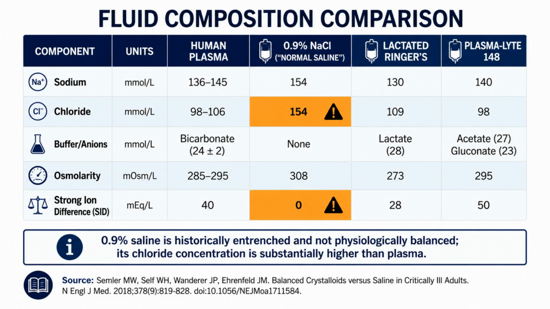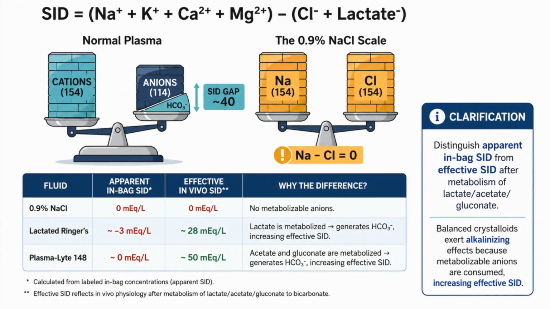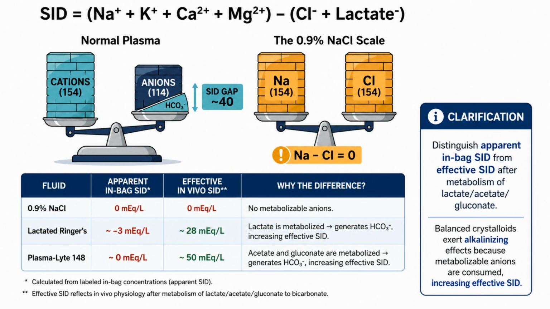To understand why chloride changes acid-base status, we need to introduce strong ion difference. Strong ion difference is a way to understand acid-base effects from charged particles. In simplified terms, plasma has more strong cations than strong anions, leaving a positive strong ion gap. Bicarbonate participates in maintaining electroneutrality. Saline has equal sodium and chloride, so its apparent strong ion difference is 0. When enough saline is infused, chloride rises relative to sodium. The plasma strong ion difference narrows, and bicarbonate concentration falls.